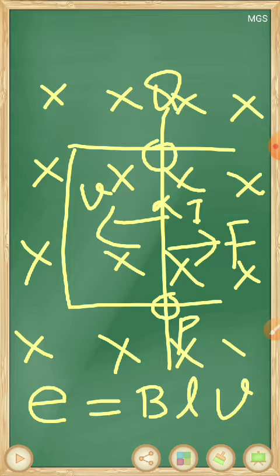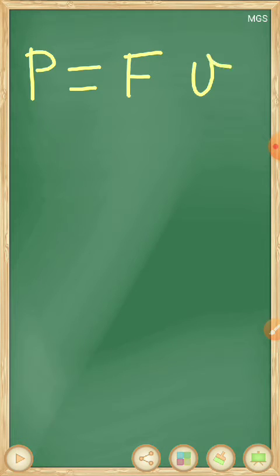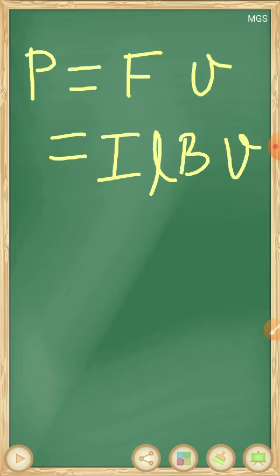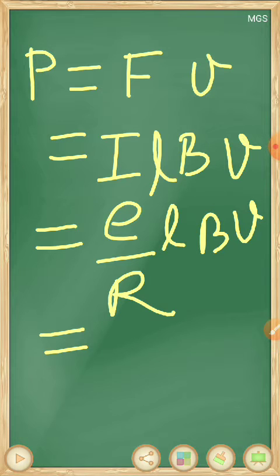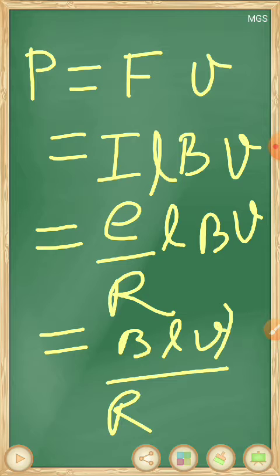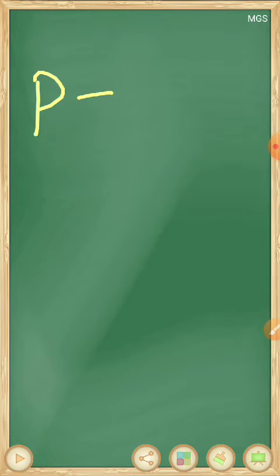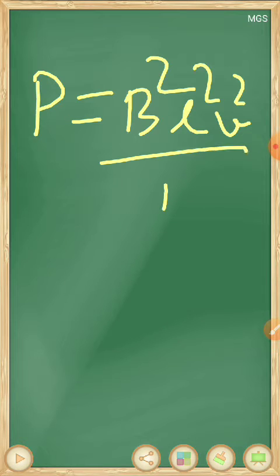So power to be delivered by the external agent in order to move the rod with a constant velocity is given as P equals F times V, and force acting on the rod is ILB, times V. I is the induced current, which is equal to induced EMF by the resistance of the conductor, BLV by R, so I equals BLV by R. So power delivered is equal to B square L square V square by R.